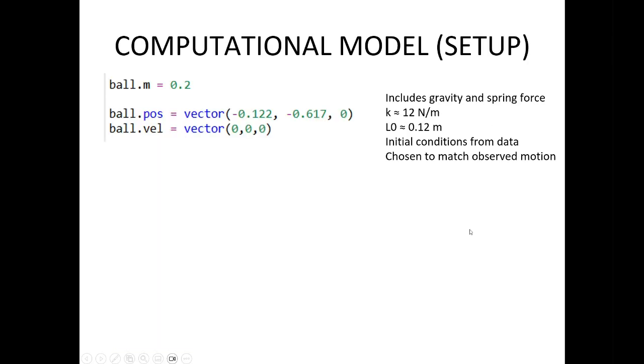In the computational model, I used the same initial conditions from the experimental data, as shown right here. The model includes both gravity and the spring force, obviously. The spring constant was set to about 12 newtons per meter, and the relaxed length was about 0.12 meters. These values were chosen to best match the observed motion from the experiment.